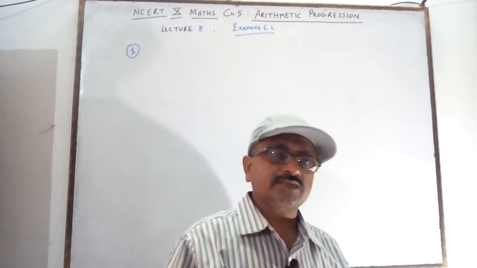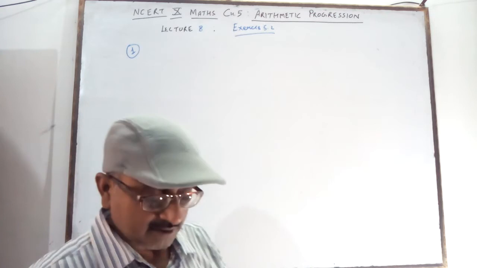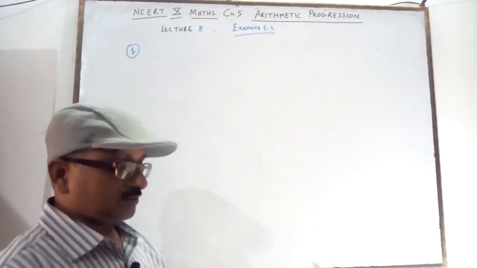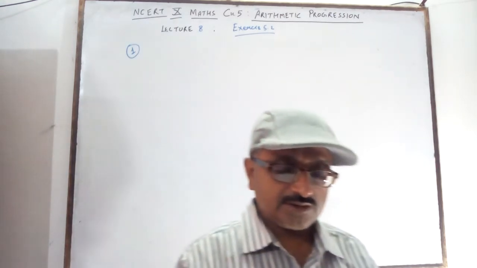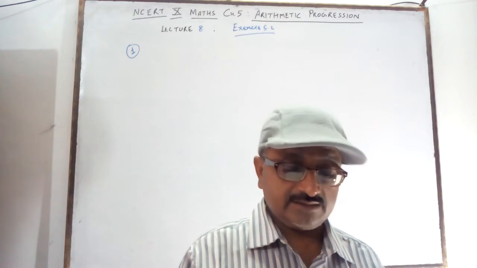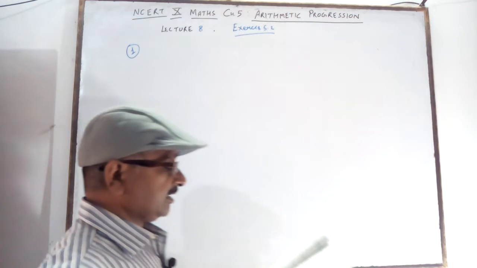In the previous lecture, I told you many examples which are given in NCERT. Now we'll see exercise 5.2. Fill in the blanks in the following table. A is the first term, D is the common difference, An is the nth term, and N is the number of terms. So like this, there are 5 parts.